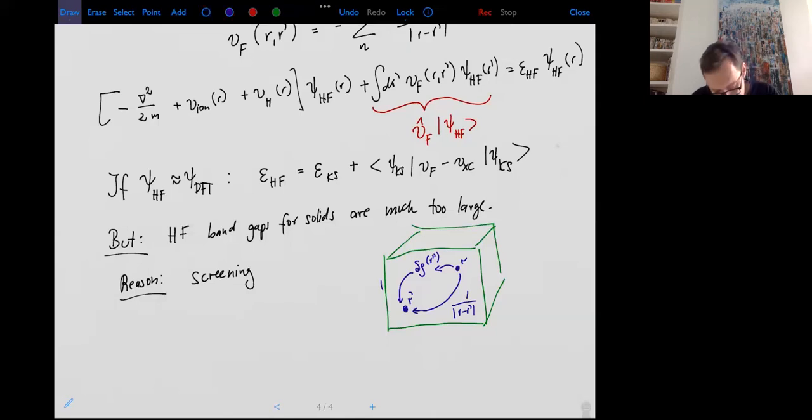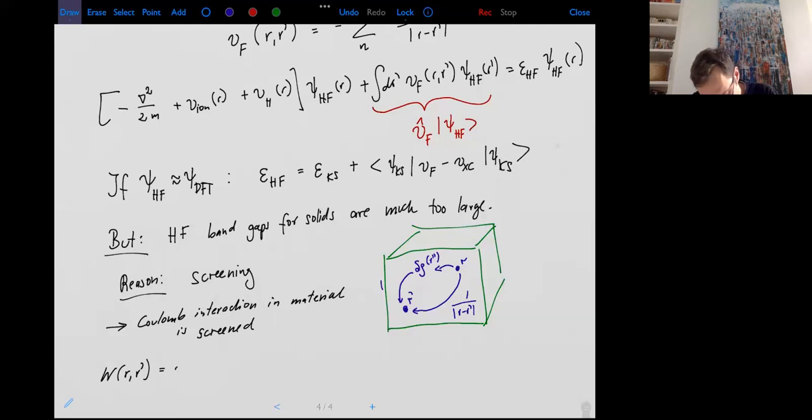Okay, so what does that mean? So let's see. The Coulomb interaction in a material is screened. And so if we look at the screened interaction between these 2 electrons, there is the direct bit, so that is just the bare Coulomb potential 1 over r minus r prime. But then there is the second contribution due to this polarization density.